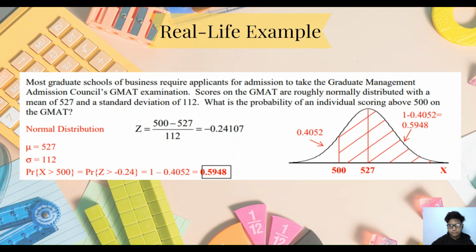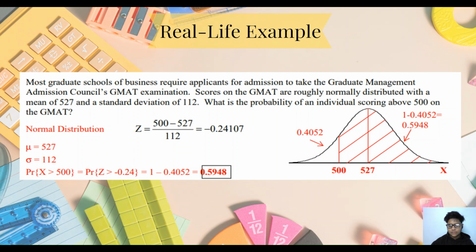Here, as you can see, they have given the mean that is 527 and the standard deviation of 112. So now first let's find the z value. As we know, z is equal to x minus mu divided by sigma, that is the observed value minus the mean divided by the standard deviation, where x is 500, mu is 527, and sigma is 112. Hence, the z value is nothing but minus 0.24.